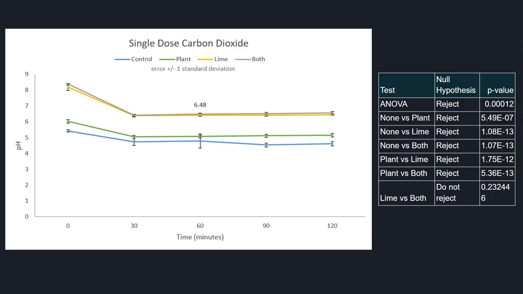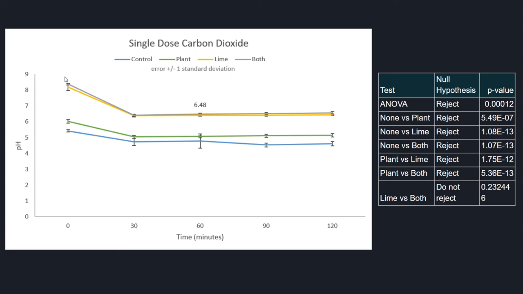The results of experiment 1 are shown in this graph. The ANOVA test indicated a statistically significant difference between groups at all time points. At the first time point, before dry ice was added, there is a discrepancy in pH between the 4 experimental groups, indicating the addition of lime in plants affected the pH.